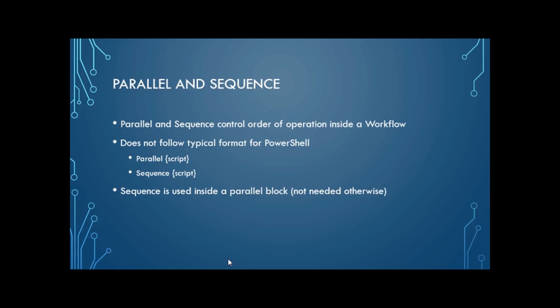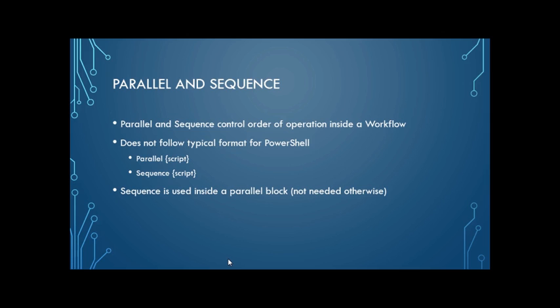Sequence is interesting because there's only one time you're going to use sequence. It's when you've already used parallel. I want to run this stuff in parallel, except for this one little section that has to run in order. Then you do sequence, bracket, whatever you want to run in order, close the bracket. Otherwise, you don't need it, because PowerShell just runs from the top down anyway.